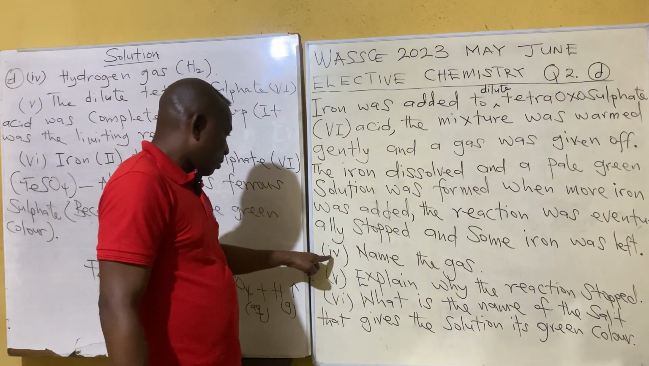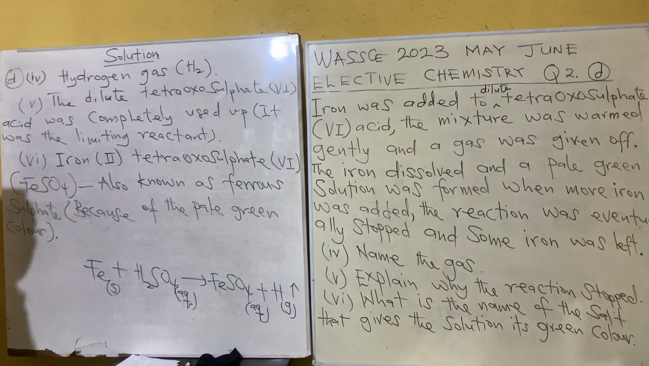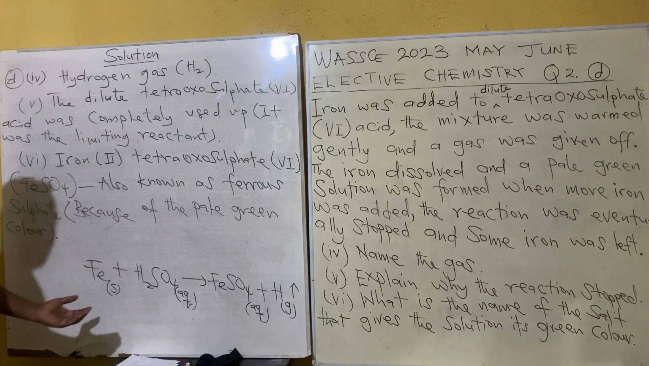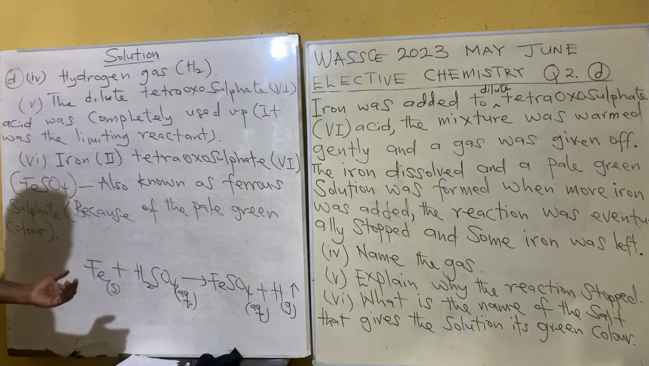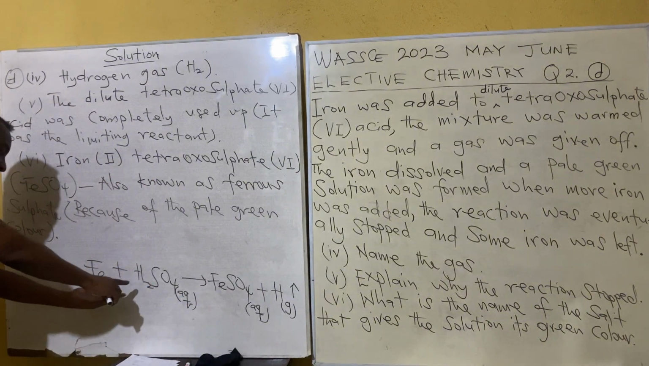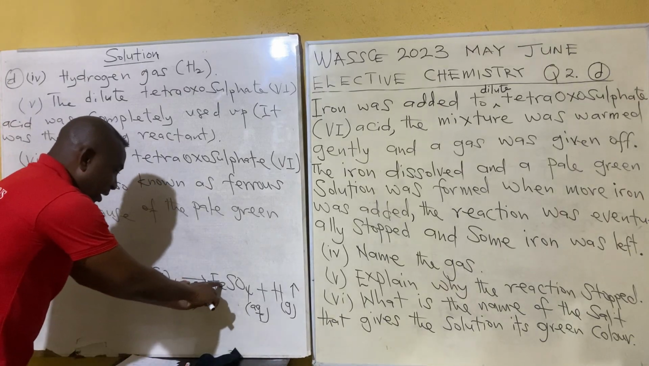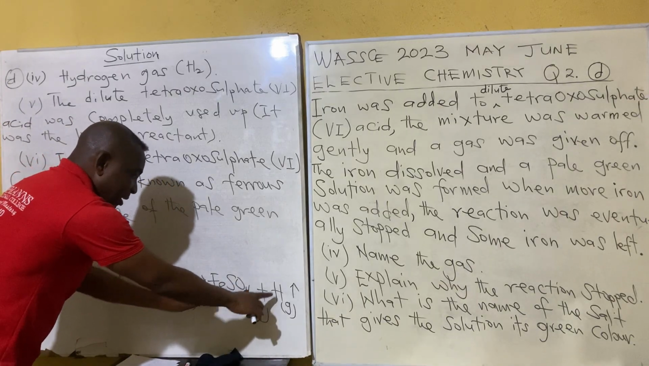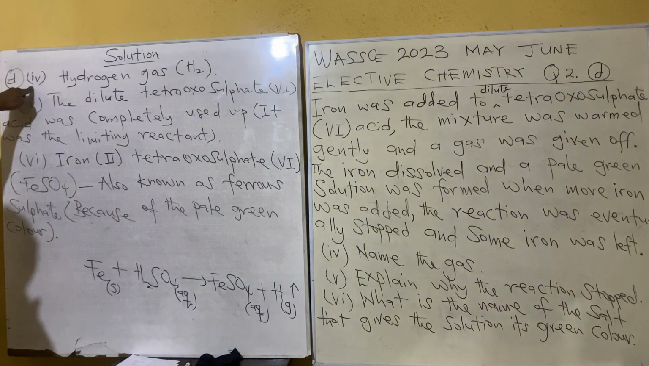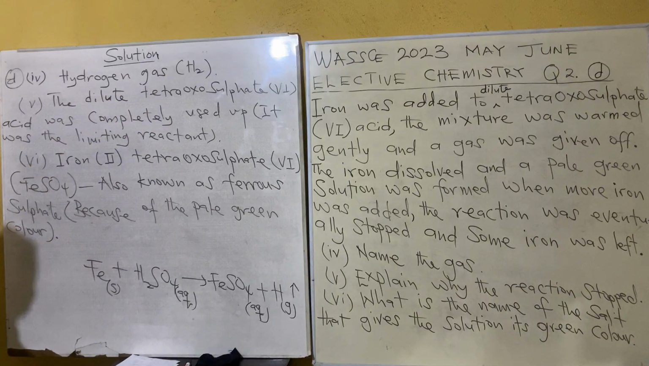IV, name the gas. When iron or a metal reacts with acids, they liberate hydrogen gas. So in this case, iron reacting with dilute tetraoxosulfate 6 will give us FeSO4 plus hydrogen gas evolving. So we say that IV, hydrogen gas, is the gas evolved or released.